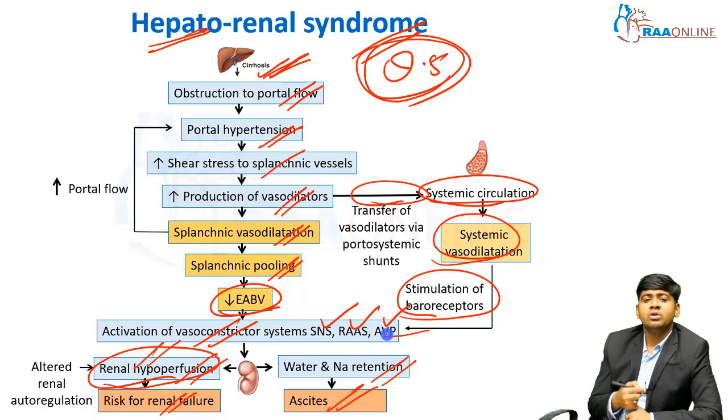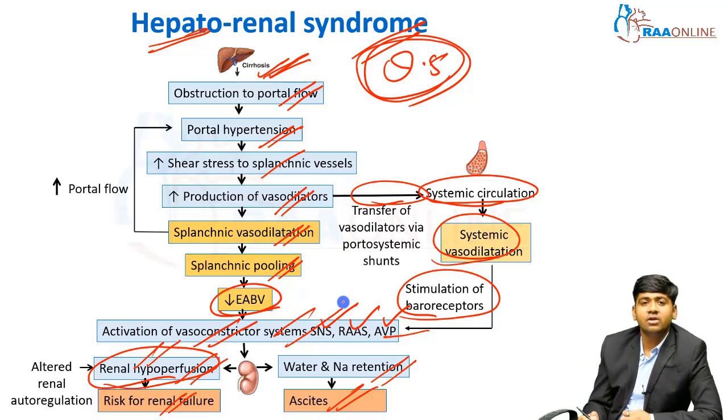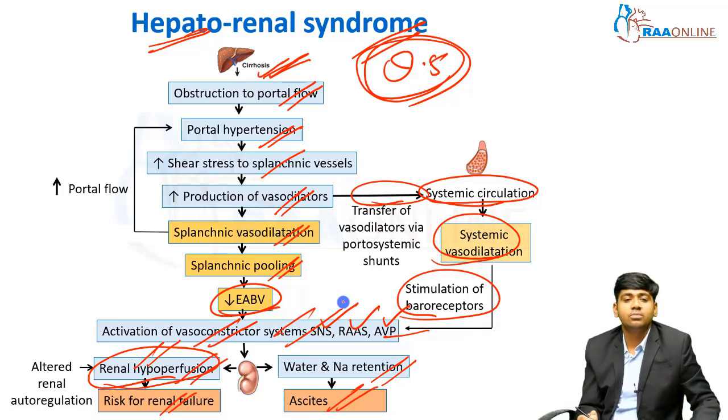blood flow. Once there is production of vasodilator in the systemic circulation, there will also be hypotension, and they will also stimulate the baroreceptor to increase the systemic vasoconstrictor. In this way, again, there will be a decrease in the renal blood flow, and finally, the patient is going to renal failure. This is the whole pathophysiology behind the hepatorenal syndrome.